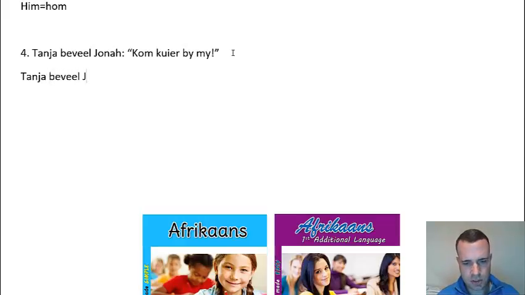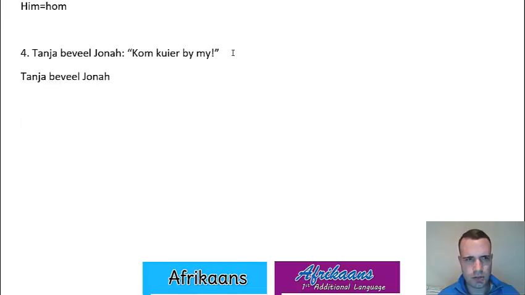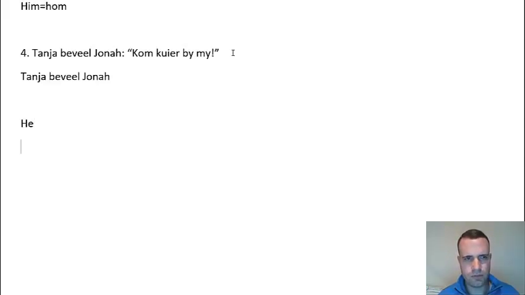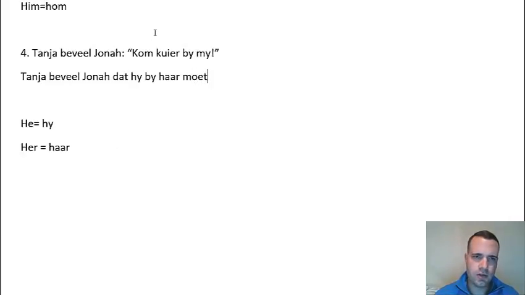Tanya beveel Jonah. Tanya is instructing Jonah, come visit me. That he must come visit her. Dat hy by haar moet kuier. Her is haar. Tanya beveel Jonah dat hy by haar moet. Now, kom kuier is a tricky one. There are two verbs there, so they both have to go to the end. Moet, kom, kuier. That one's going to look like that.